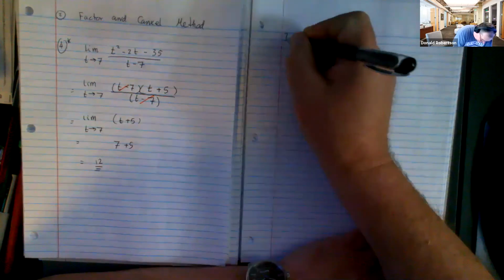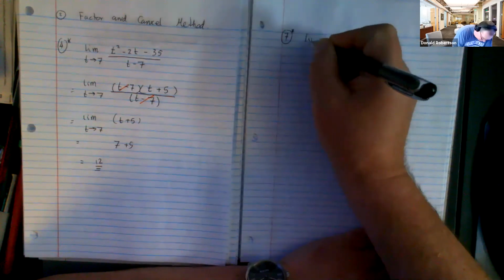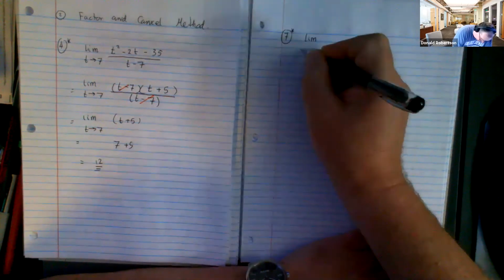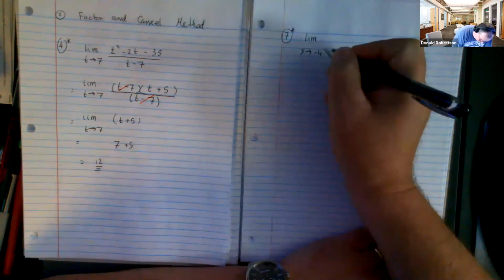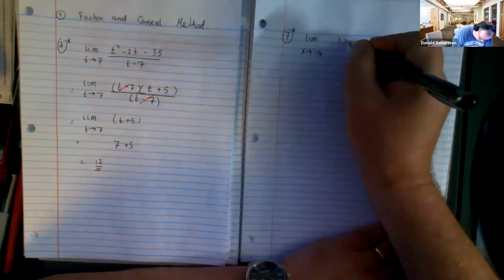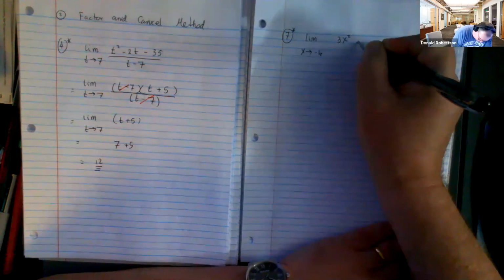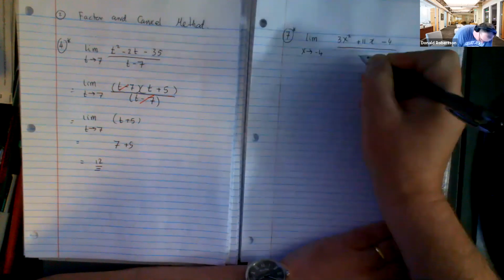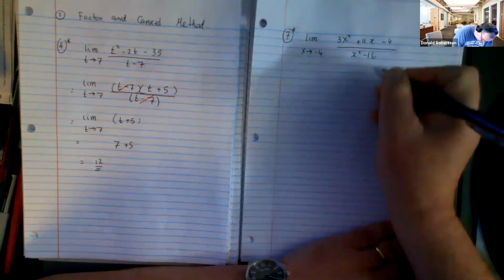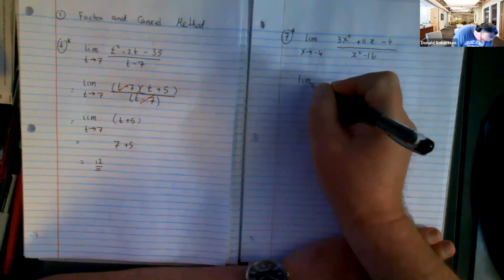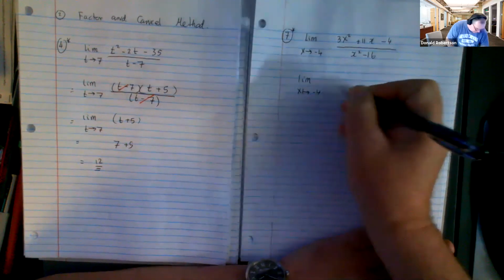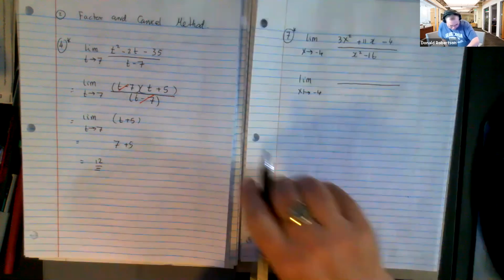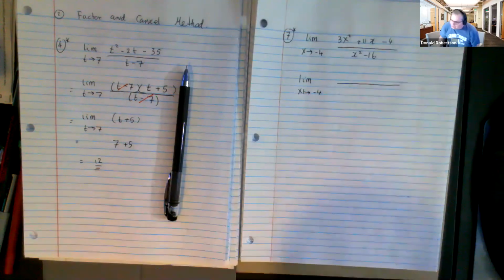Yeah, this one will do. It's the limit as x tends to negative 4 of 3x squared plus 11x, take away 4 on the numerator, and x squared take away 16 on the denominator. Okay, no pressure, you've got 1 minute. You do it first. Factor and cancel and find that limit.